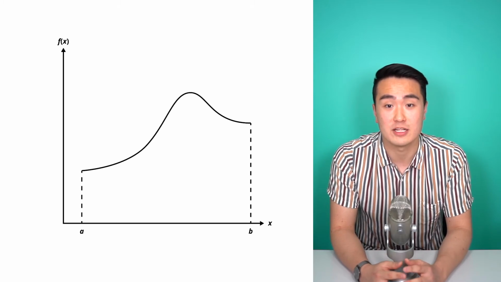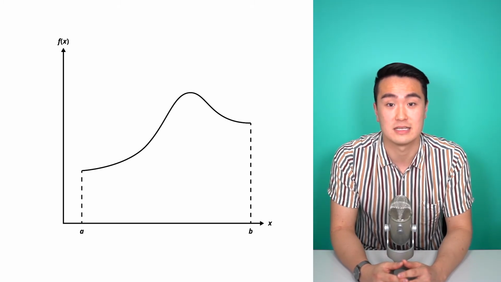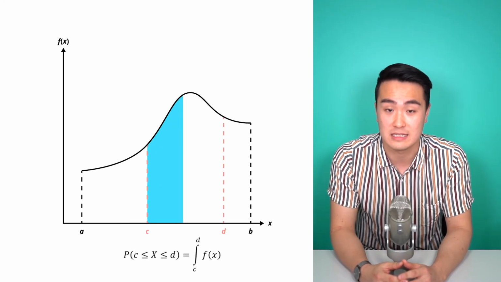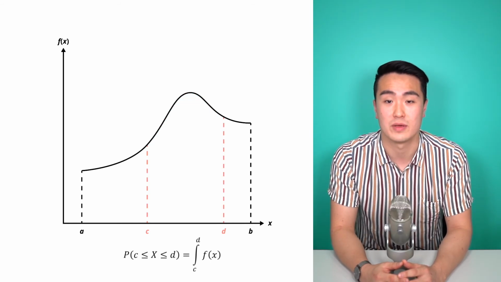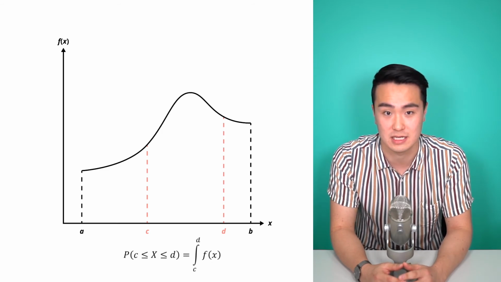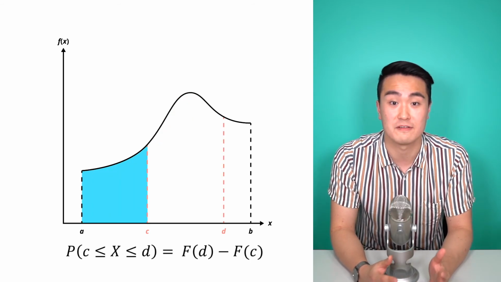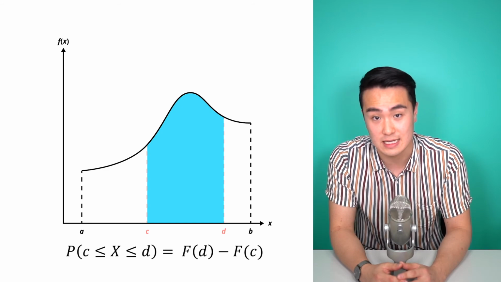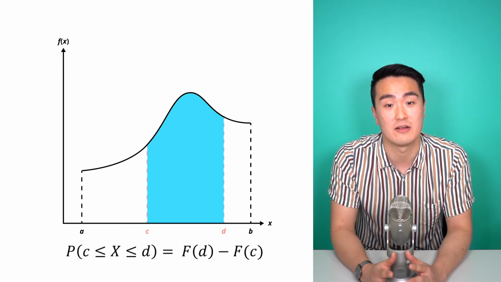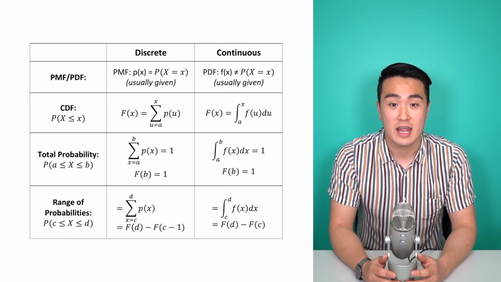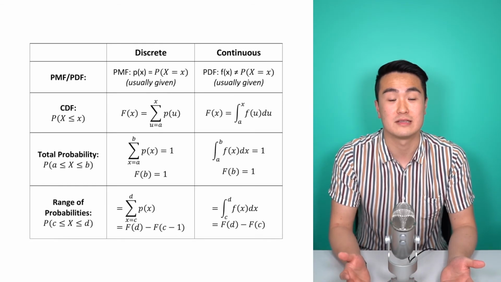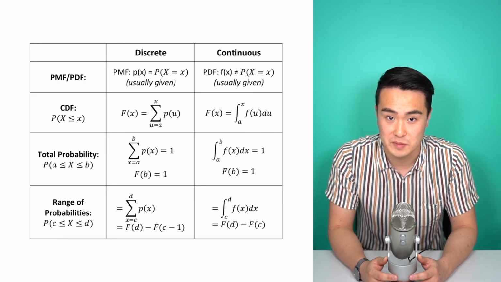For calculating a range of probabilities, we again just need to integrate the PDF over that interval, or we subtract the CDFs directly this time because we are looking for the area between C and D. So subtracting F of D minus F of C gives us the exact area and the range of probabilities between C and D. So now we have a wealth of properties for both discrete and continuous random variables.